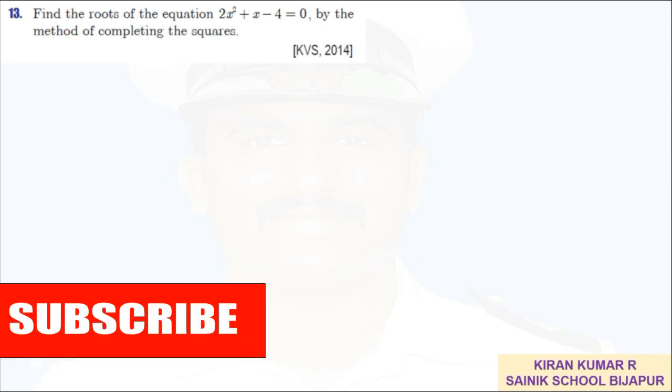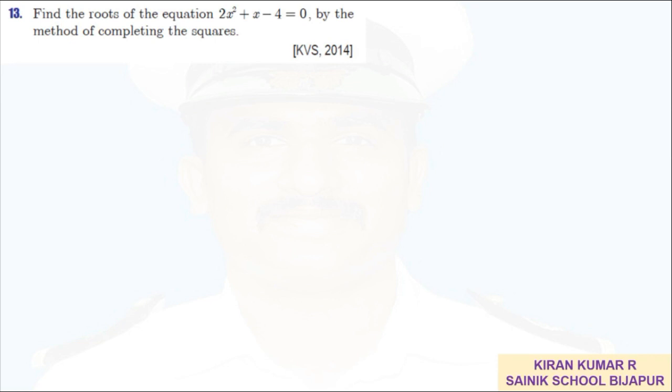Hello students, let's continue the session on revision of quadratic equations. We had solved till question 12, question 13 onwards we shall solve now. Question 13 is to find the roots of the given equation 2x square plus x minus 4 equal to 0 by the method of completing square.